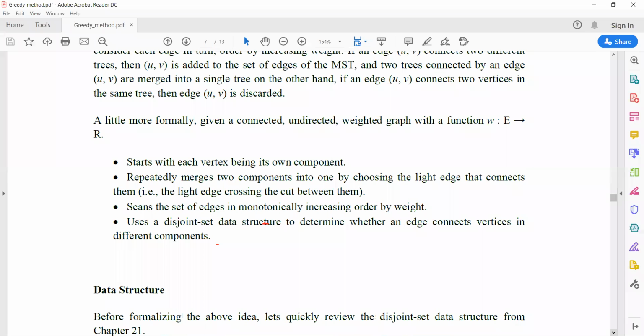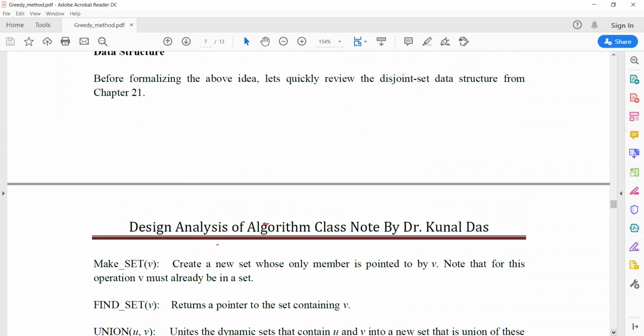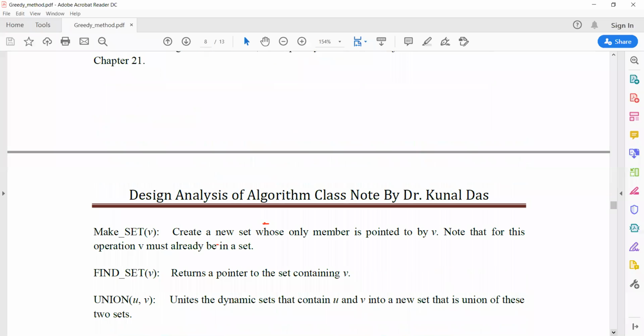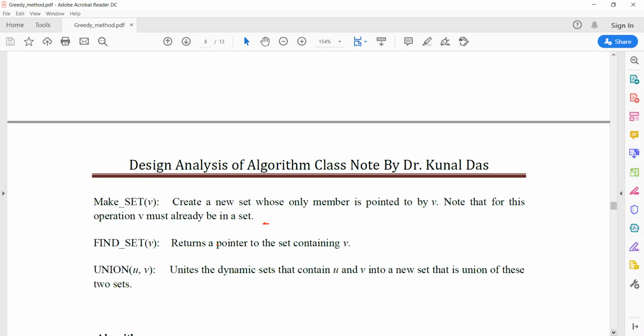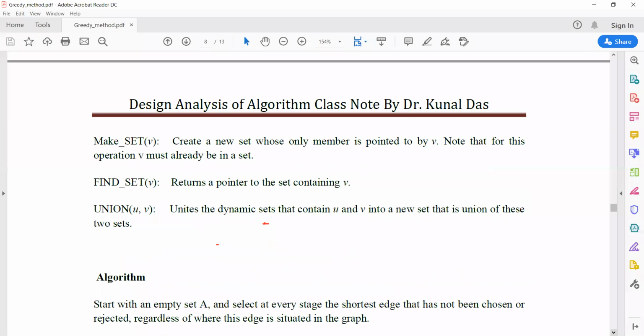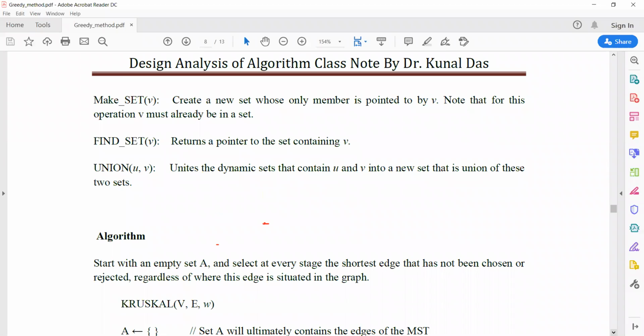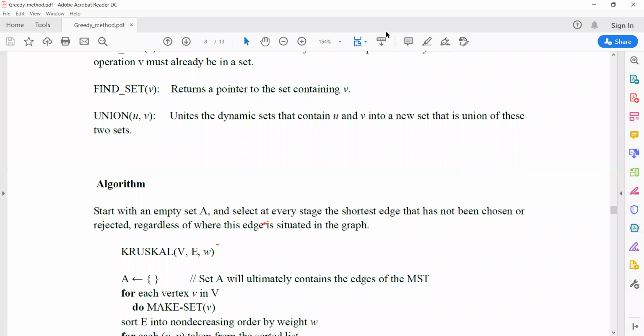Let us now check what data structure you will need. Basically, disjoint set: make set, find set, and union are the basic operations of the disjoint set data structure. You might have covered it in the data structures and algorithms part in the previous semester. Make set creates a new set containing V, and find set finds the set containing V. And union means you are making a dynamic set that is the union of these two sets. So once you add an edge to the solution set, you are basically making a union of them.